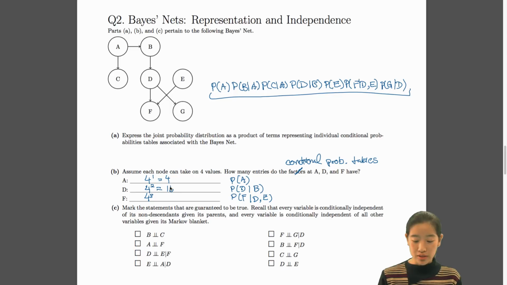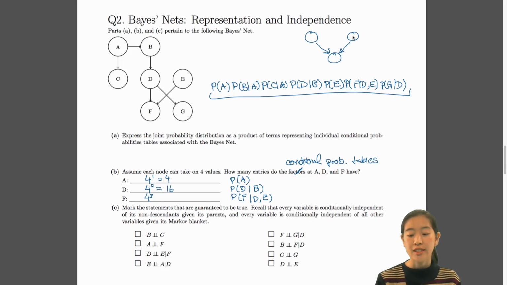Let me begin by introducing a concept of triples, which are independent triples or dependent triples. So let's take a look. If we have two parents that both have a common child, if none of them are observed, we know that the parent is independent from the other parent, because clearly they don't affect each other. And the child is dependent on both of the parents.